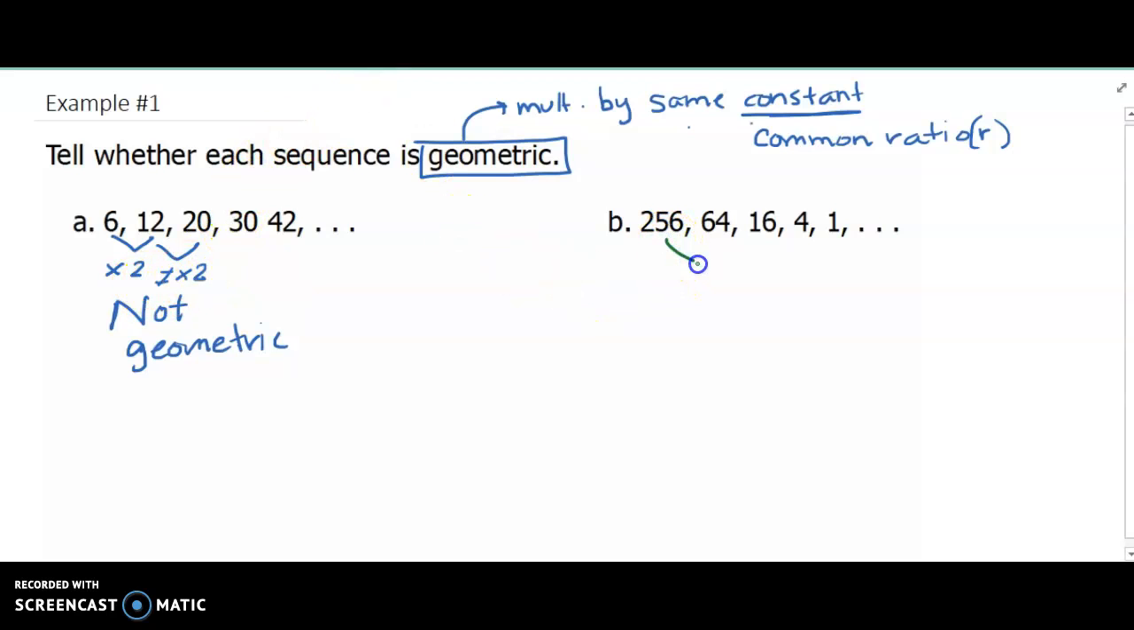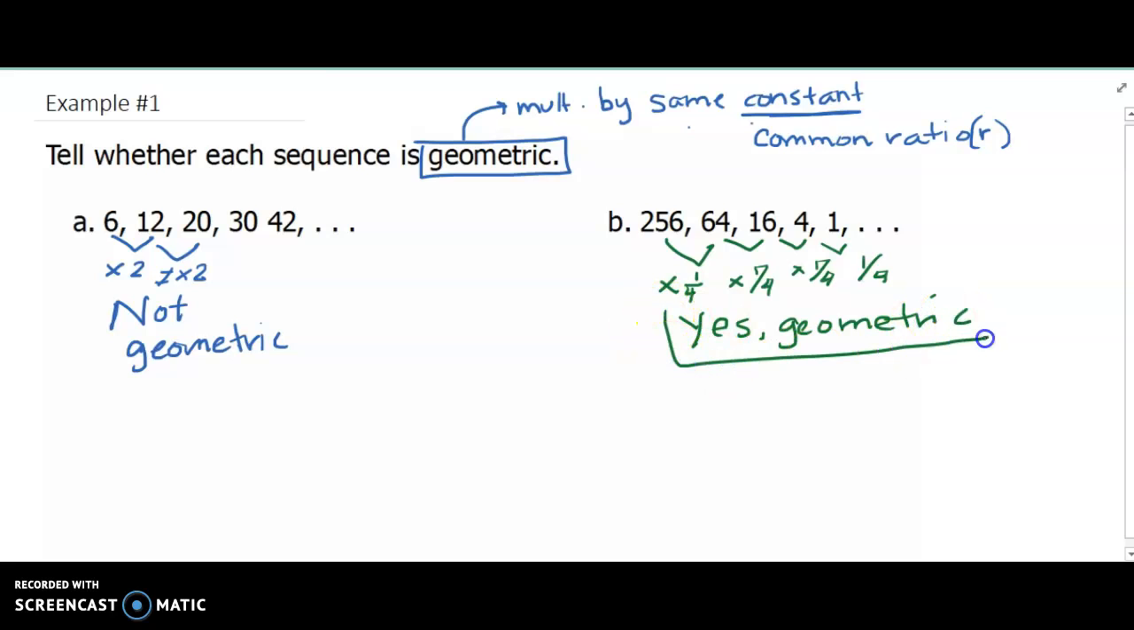Okay, so if we look at B, from 256 to 64, the same thing as divided by 4 or multiplying by 1/4. Okay, from 64 to 16, same thing as multiplying by 1/4 or dividing by 4. Here we're multiplying by 1/4, and here we're multiplying by 1/4, okay? So we would say, yes, this is geometric. And I know it doesn't say that we have to write it, but our common ratio, or our little r, is 1/4, okay? We'll need to know that later.